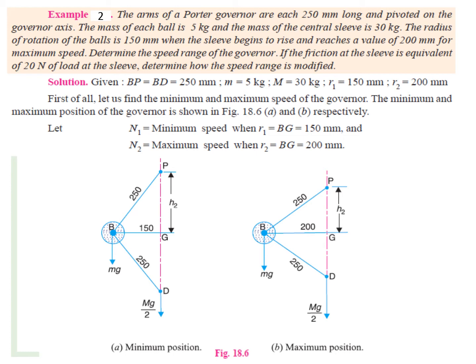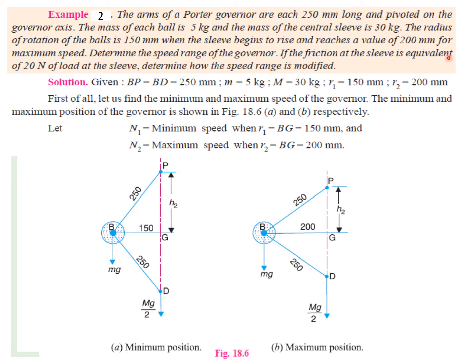So we'll go for the next problem. The arms of a Porter governor are each 250 mm long and pivoted on the axis of rotation of the governor. The mass of each ball is 5 kg and mass of central sleeve is 30 kg. The radius of rotation of the ball is 150 mm when the sleeve begins to rise and reaches a value of 200 mm for maximum speed. Determine the speed range of governor.